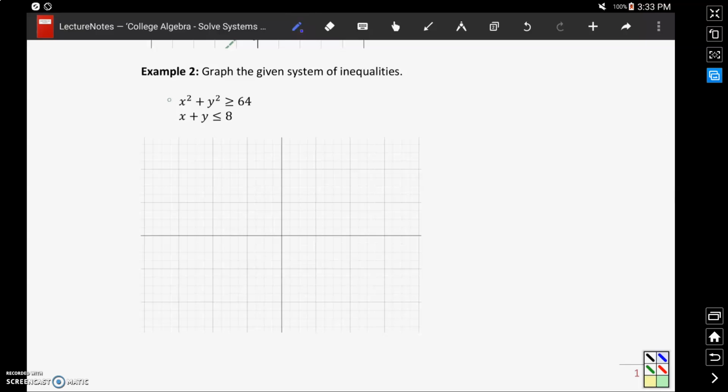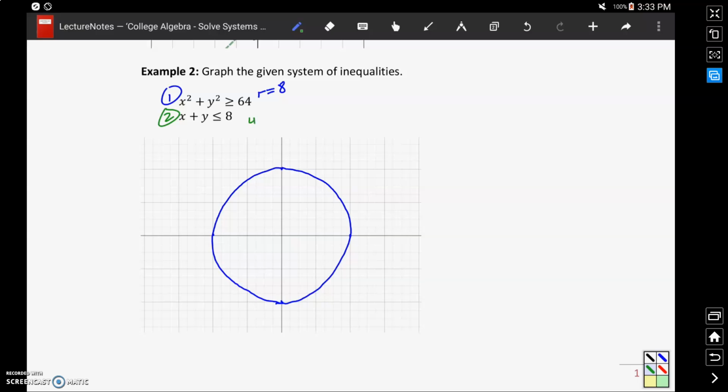In example 2, we don't have the graphs already provided, so we'll start off by constructing those. Inequality 1 is, again, the equation of a circle, but in this case represented with an inequality symbol, and a circle with a radius equal to the square root of 64, or 8. We obviously want to try to sketch these as well as we can, but I'm not a super great artist, so as close as we can come.